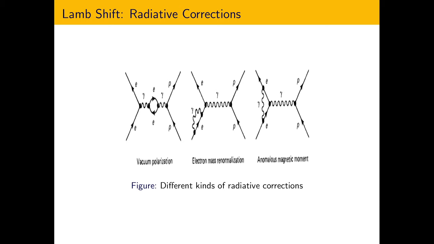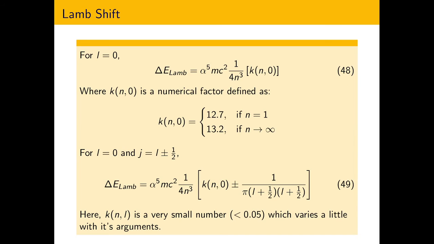We'll not go into depth, but we'll consider two cases that will actually show what's going on. So for L equals 0, the Lamb shift is given by this equation, equation 48 right here, where k n,0 is essentially a numerical factor defined as 12.7 when n is equal to 1, and as n asymptotically approaches infinity, we get 13.2.